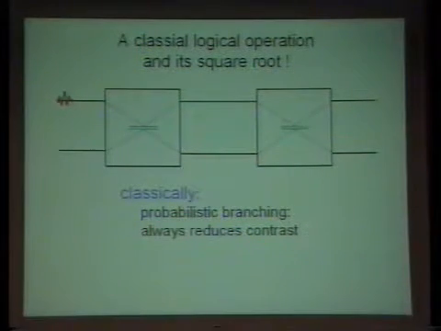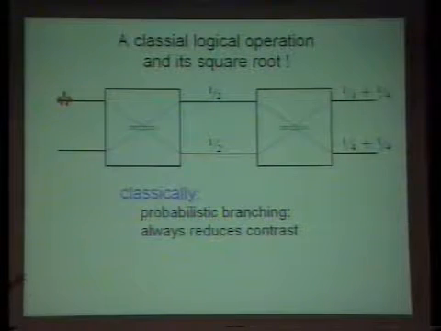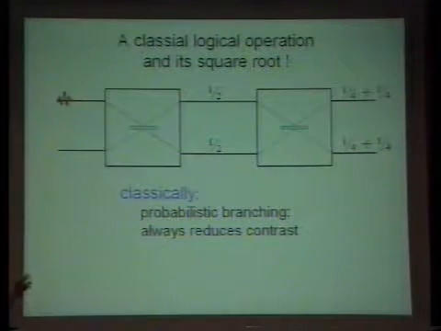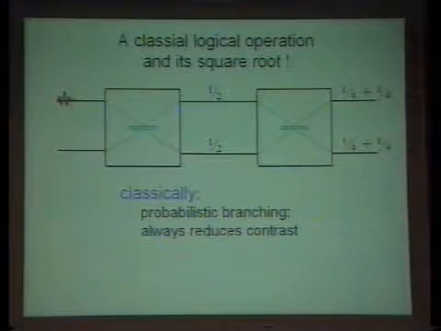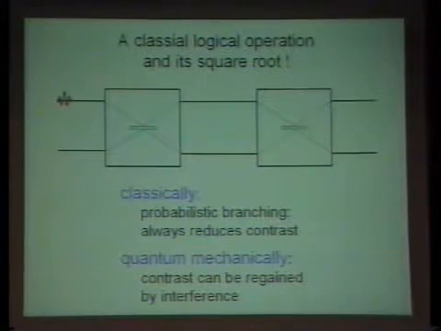Classically, here's why this won't work. You have some kind of probabilistic splitting here. These are 50-50 beam splitters. So if you hit them with a quantum particle, with probability 1/2 they go one path, and with probability 1/2 they go the other, which you can detect by just measuring after the first beam splitter. Classically, if you have such a probabilistic branching and you do it twice, things won't improve. You won't be able to recover where the system came from, because once you wipe out this information by flipping a coin, you will never get it back. But quantum mechanically, the contrast can be regained by interference.